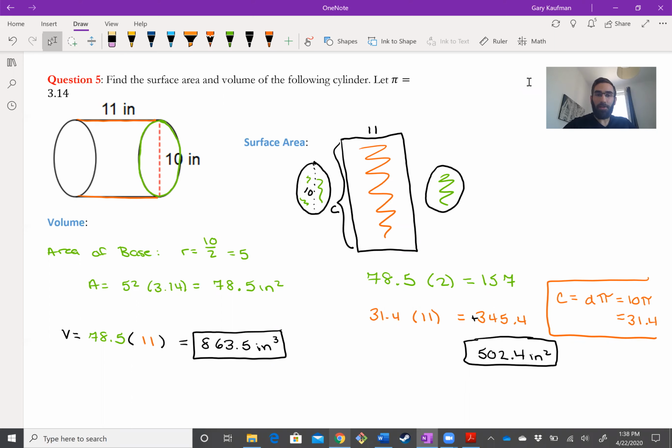Notice that on the surface area, when I unwrap the rectangle from the circles, notice that I labeled the one side 11, the distance between them, and the other side was the circumference, the thing wrapped around the circle. And so I did a reminder that circumference is diameter times pi. I used that one because I have the diameter. So then I used that and multiplied the result of that by 11 to find the area of the rectangle. And that got me my final surface area.